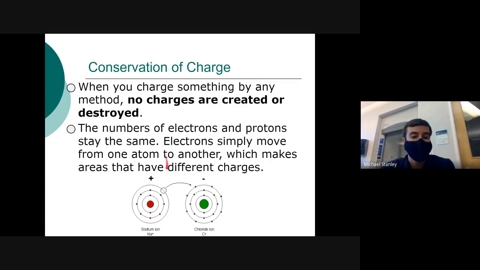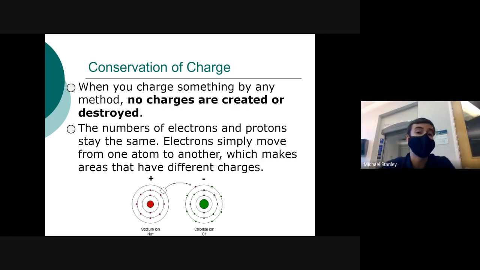If we have two different atoms that each have, let's say, 10 protons and 10 electrons, and 7 electrons move from one atom to another, now we have an atom that has 17 electrons and an atom that has 3 electrons. We start off with a total of 20 electrons across the two, and we end up with a total of 20 electrons, right? We started off with 10 and 10, but now we have 17 and 3.